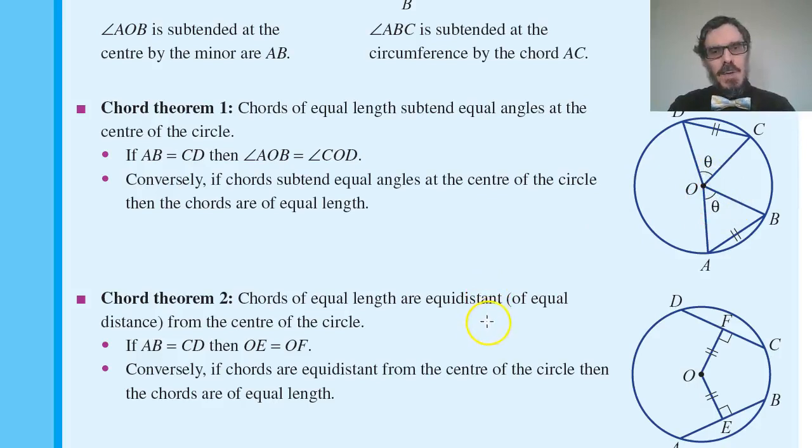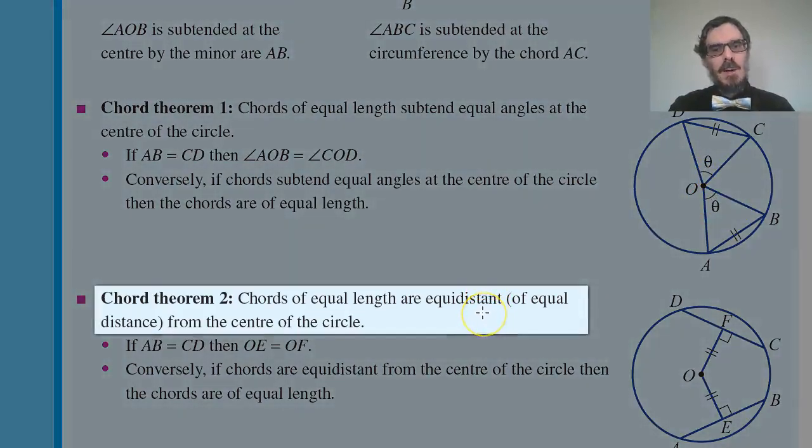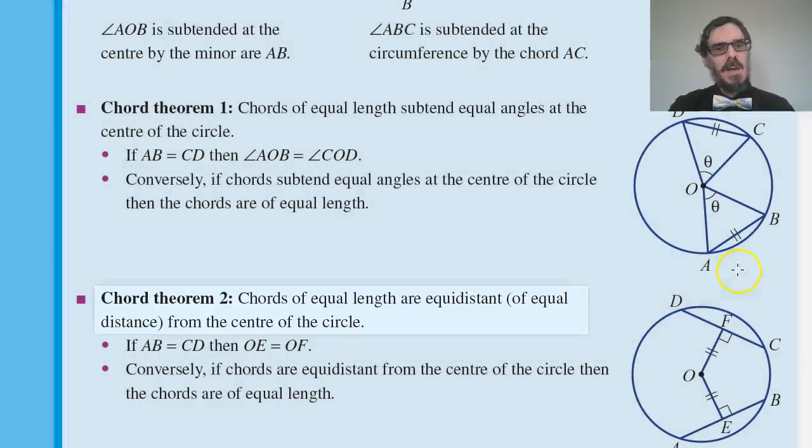The second chord theorem says chords of equal length are equidistant from the centre. So if this chord is the same distance as this chord from the centre, if those 2 distances are equal, then this chord is the same length as that chord. Conversely, and I think I've actually said it the opposite order from what they did, if this chord is the same length as this chord, then they are the same distance from the centre.